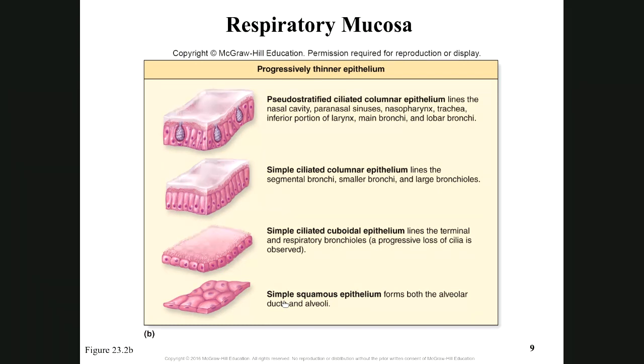All of these changes happen gradually. First, we have pseudostratified. Gradually, the thickness decreases, and we have simple columnar. Then the columnar becomes low columnar, then it becomes high cuboidal, then cuboidal, low cuboidal, and after that we have a squamous epithelium.